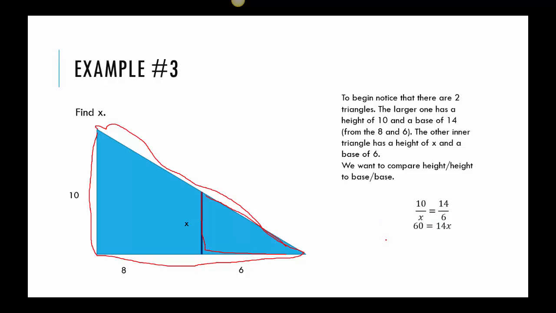You should see by now this is all about cross multiplying. So I did 10 times 6 is 60, 14 times x just stays there. When I divide by 14, I got 4.29. I got 4.29 from rounding. It didn't come out perfect, but that's okay.